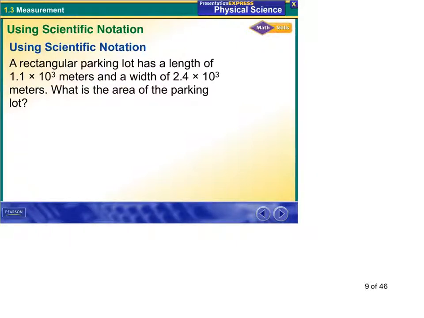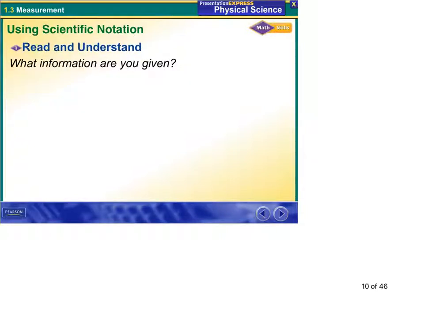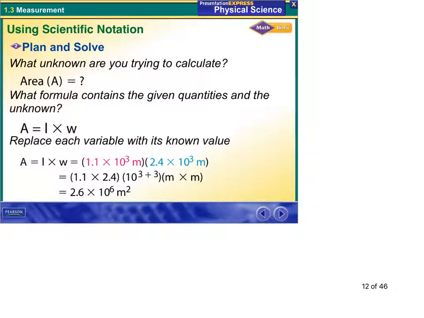Another example: a rectangular parking lot has a length of 1.1 times 10 to the 3rd meters and a width of 2.4 times 10 to the 3rd meters. What's the area? As we go through problems, and we'll be using this procedure frequently throughout the year, we look at what information we are given. Here we're given the length and the width. We always try to figure out what we're trying to find. In this case, we're trying to find the area. We need a formula, and we substitute into the formula.